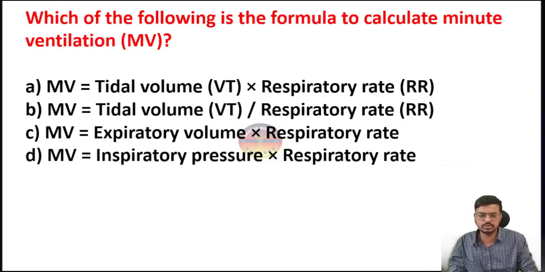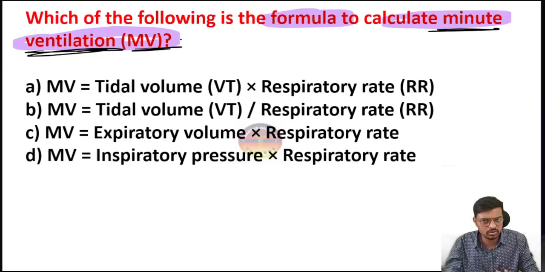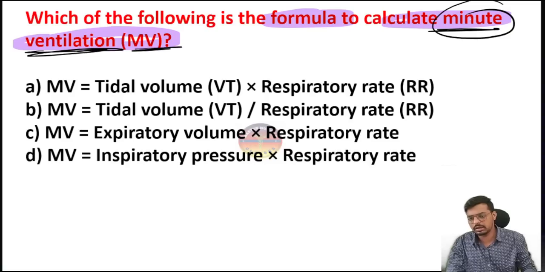Okay, then comes the next question. Which of the following is a formula to calculate the minute ventilation? What is minute ventilation? The word itself is telling: for 1 minute, how much air is going inside and coming outside. That is what we call minute ventilation, for 1 minute. So how do we calculate this?